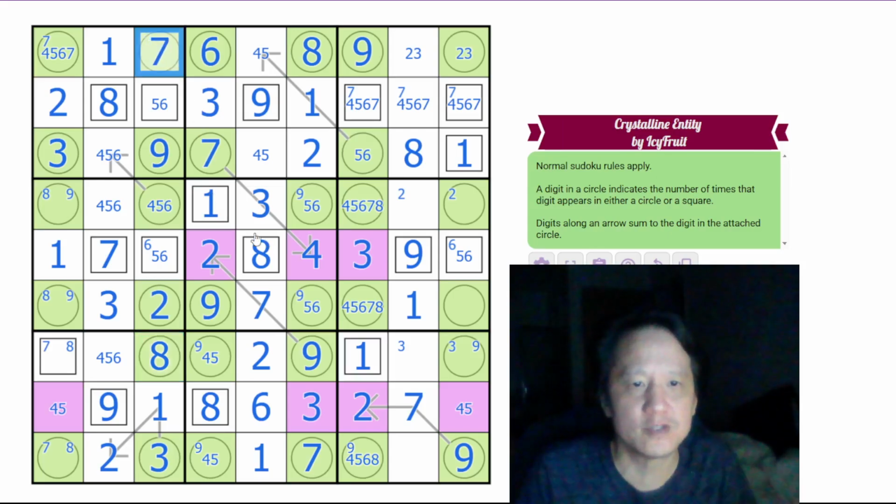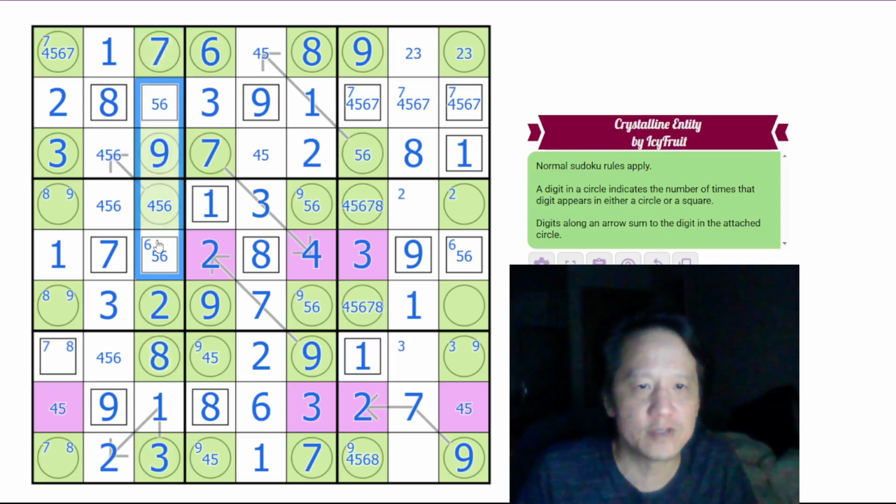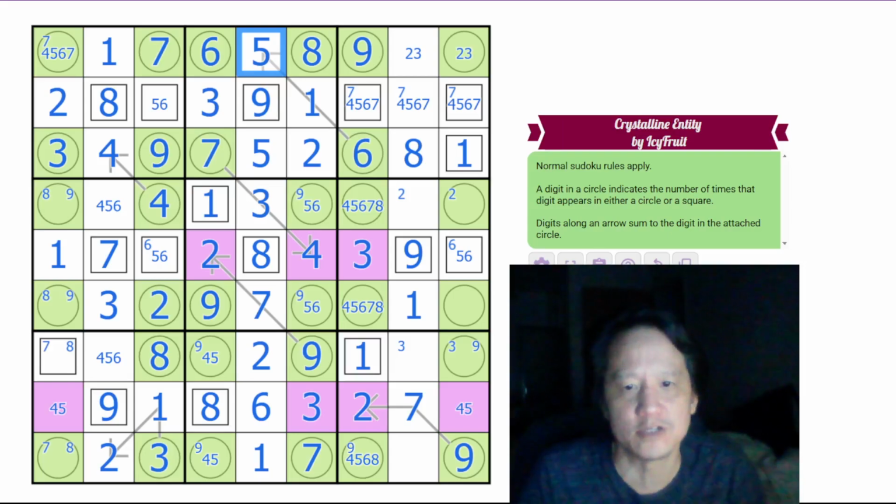That forces 7 to be here. We have a 5, 6, 5, 6 pair. That forces this to be 4 and 4. That means this can't be 4. This is 5. This can't be 5. This is 6, which makes this a 5. And we have a contradiction.